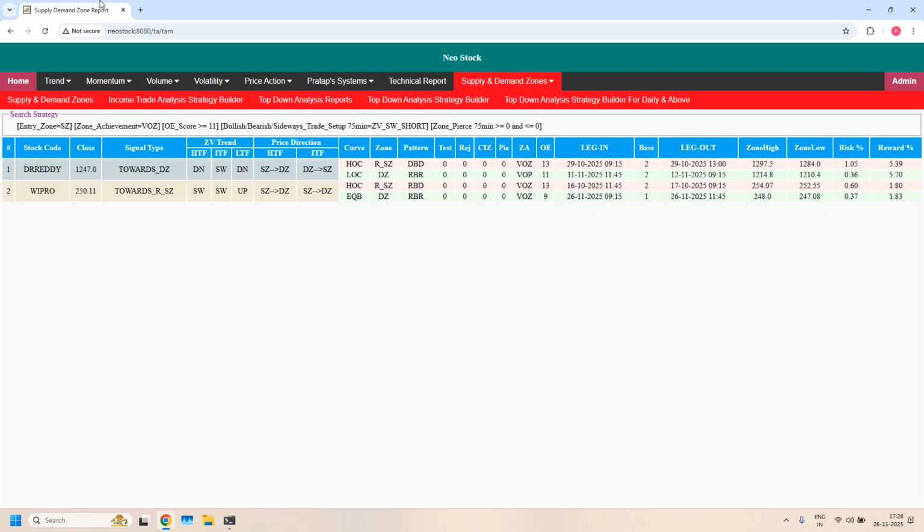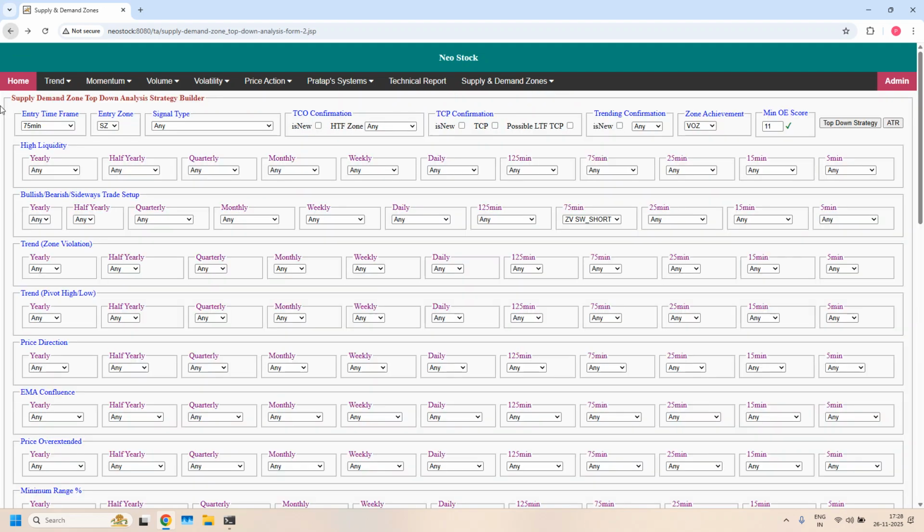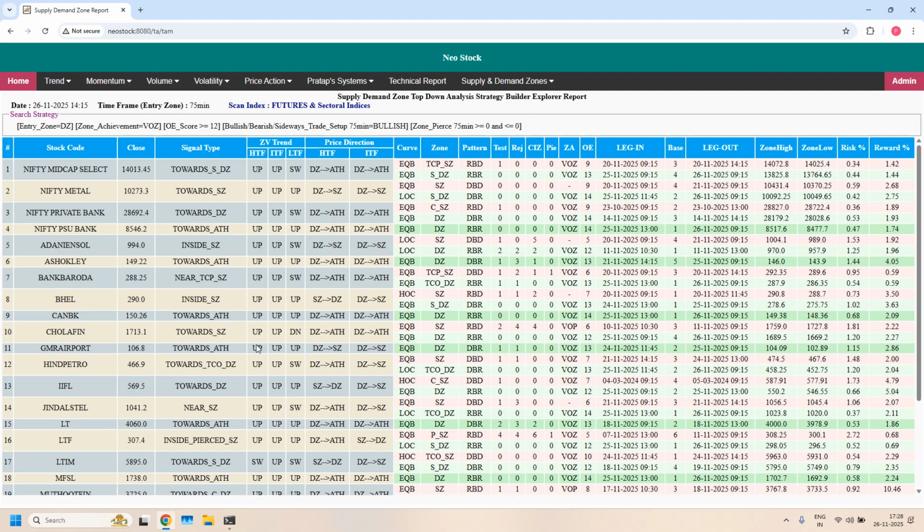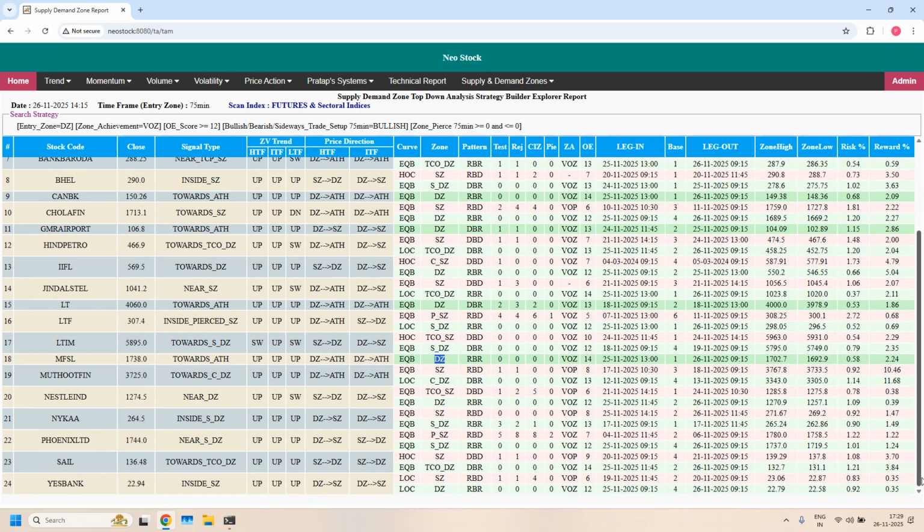Okay, next bullish trade setup for weekly income trade. The entry time frame zones are 75 minutes demand zone. Here bullish, and minimum order enhance score should be 12. Let's filter. So we got 24 stocks. First 18 stocks in the list. Scrolling the list down. Total 24 stocks are filtered.